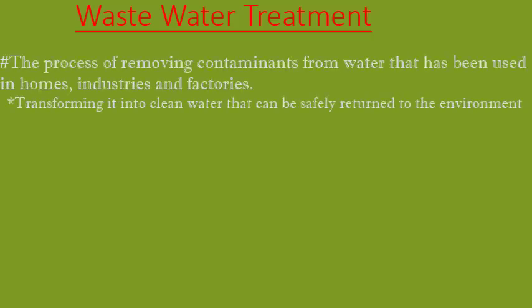In this class, we're going to cover wastewater treatment. Wastewater treatment is the process of removing contaminants from water that has been used in homes, industries, and factories. This is a mechanism of transforming wastewater into clean water that can be safely returned to the environment. This is the way of making water safe for reuse or discharge into the environment.